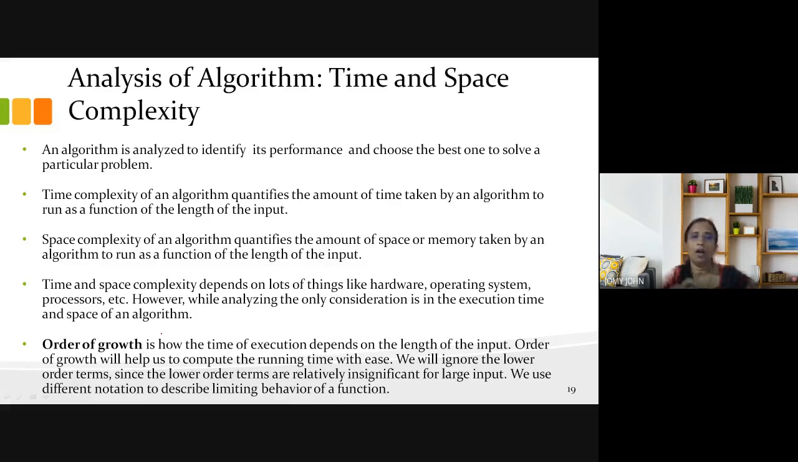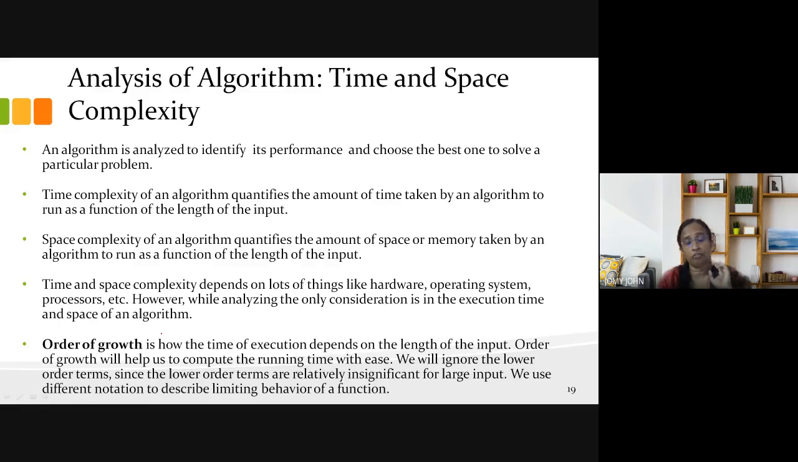Time complexity of an algorithm quantifies the amount of time taken by an algorithm to run as a function of the length of the input. That means time complexity defines the amount of time taken by the algorithm to run as a function of the length of the input. What does that mean? Every algorithm's running time is a function of the length of its input. Suppose we are writing a program to find the sum of n numbers. When n equals 10, if you compute the time, it will be around 2 seconds.